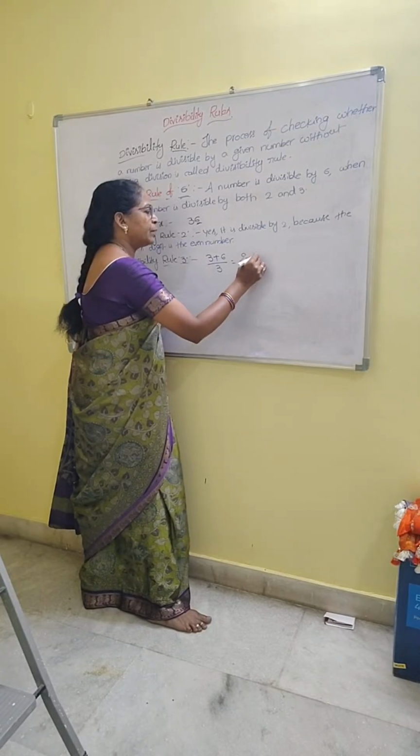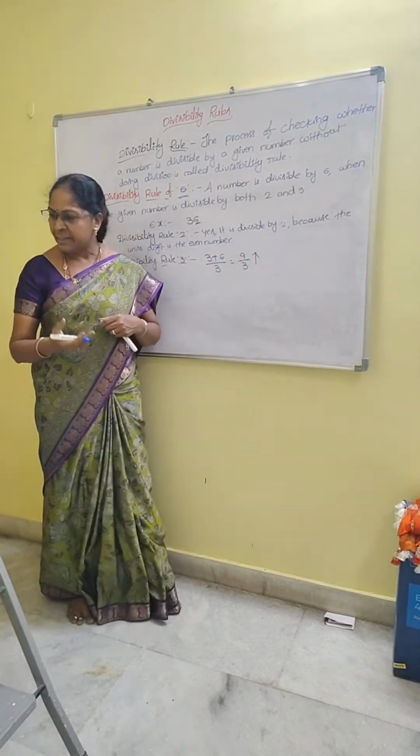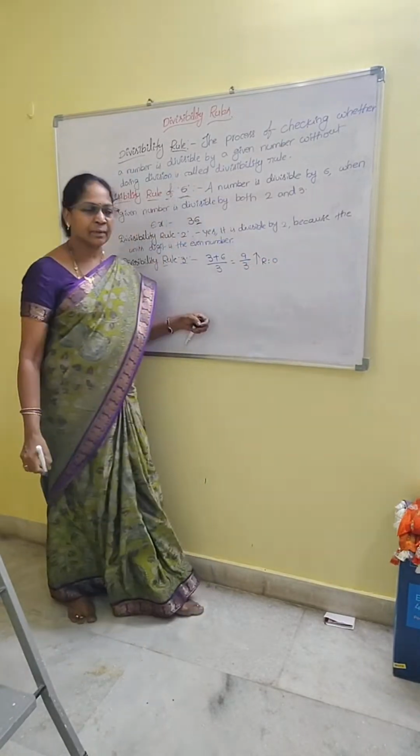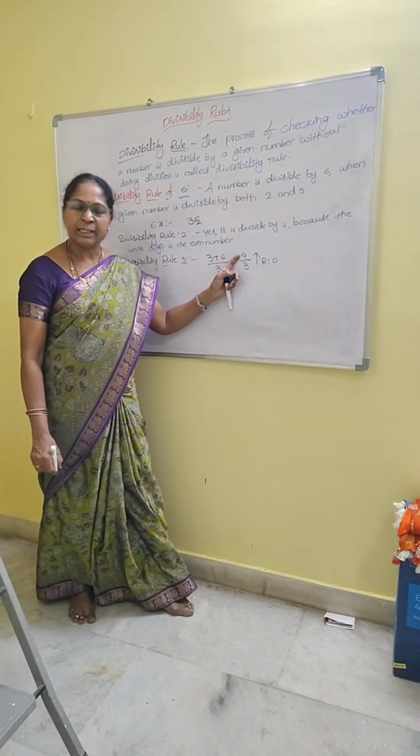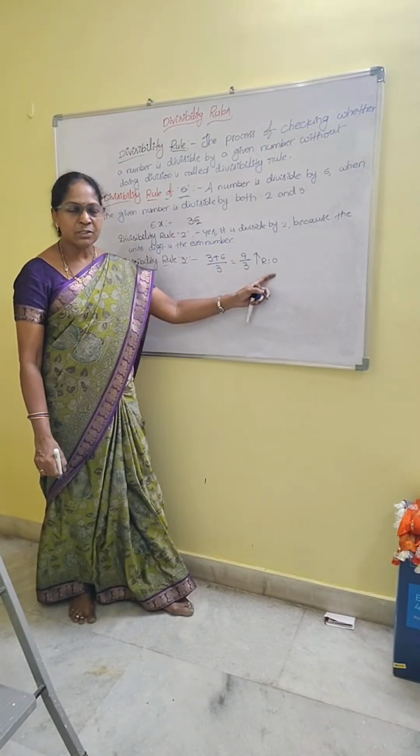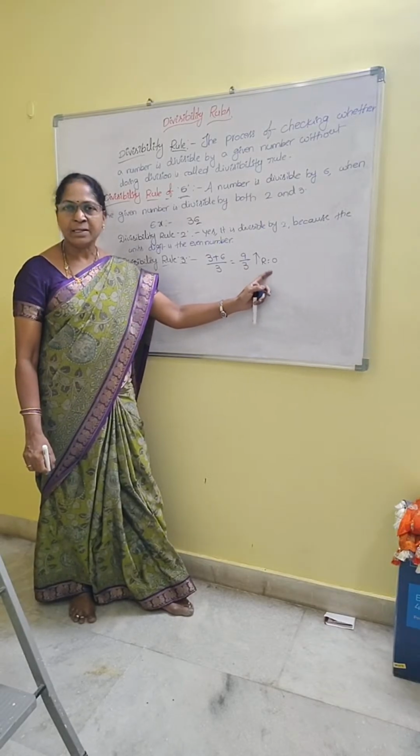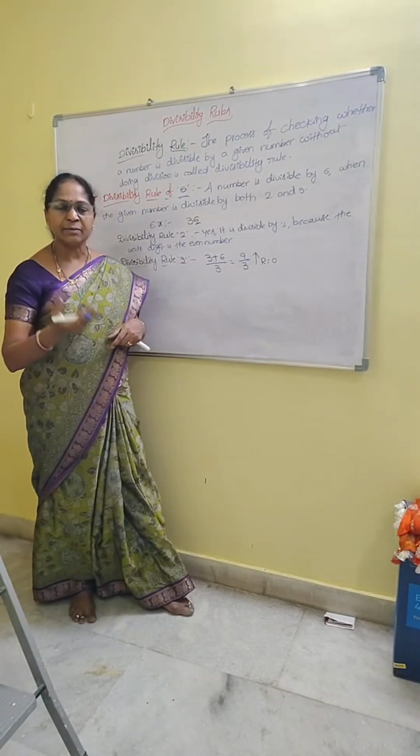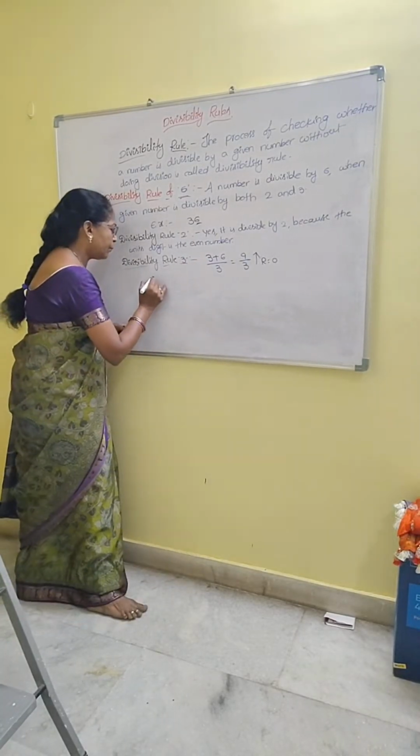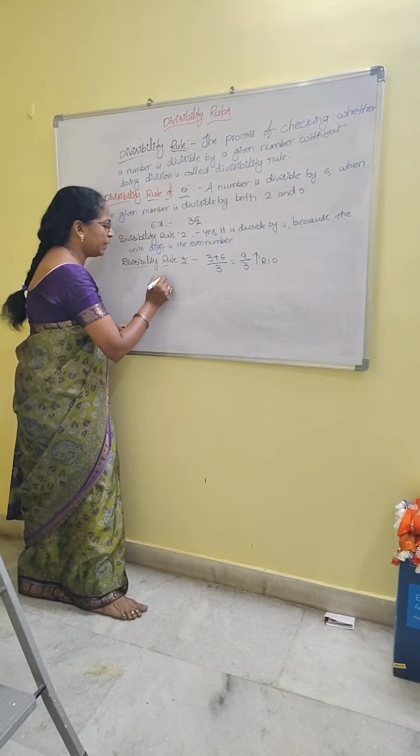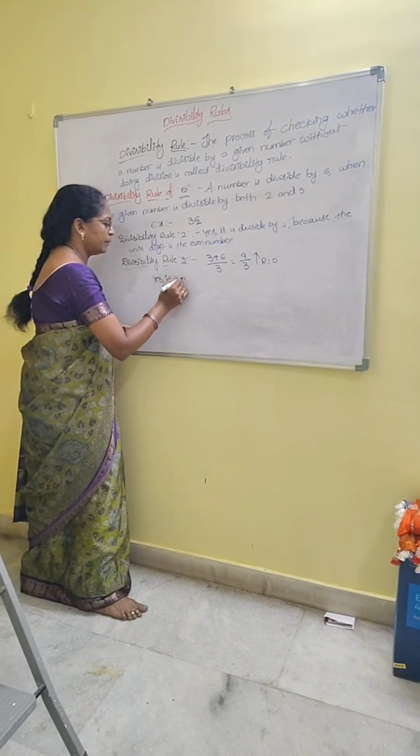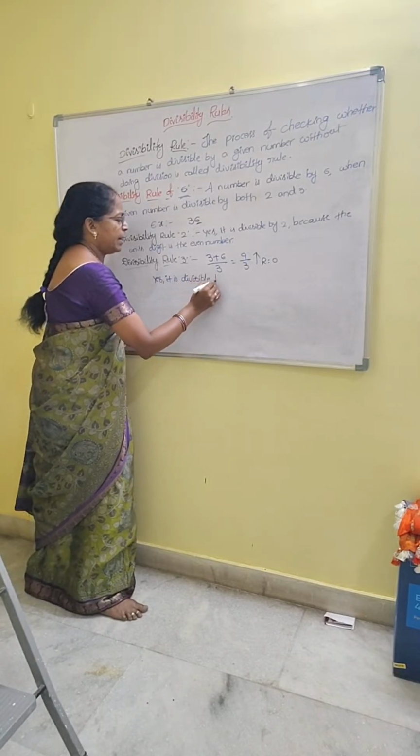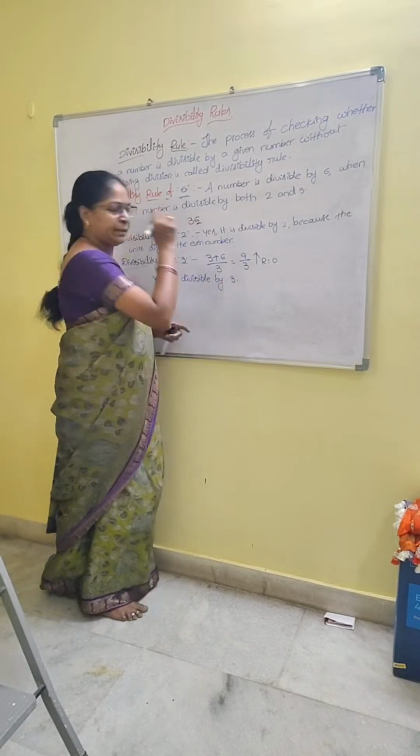9 by 3. Yes, 3 goes in 9 three times. So you can say that here the remainder equals 0. Why? Because 3 goes in 9 exactly 3 times. So the remainder we are getting here is 0. Whenever we are getting remainder 0, then you can say that yes, the given number is exactly divisible by 3. So write, yes, it is divisible by 3.